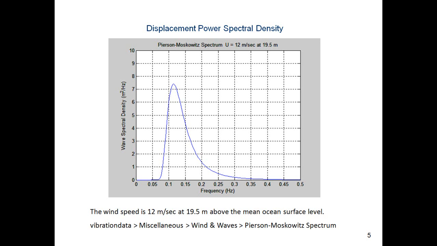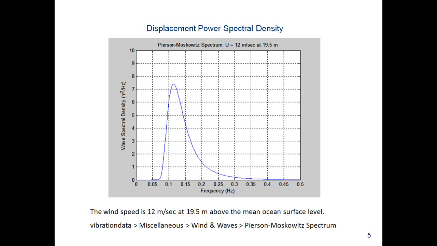It depends particularly on the value u. Now u is the wind velocity at an altitude of 19.5 meters above the mean sea level. So on the y-axis here we have the wave spectral density, meters squared per hertz. You could call this the wave height spectral density, or the wave vertical displacement spectral density. There are a couple of different candidate names there. And then frequency in hertz. In this particular case, it's customary to have just a linear plot.